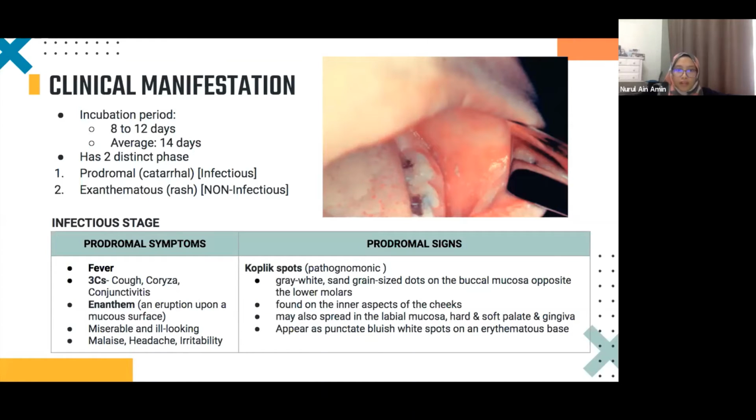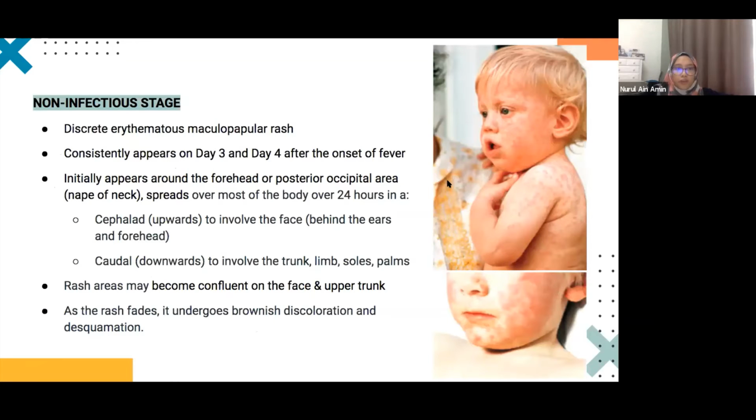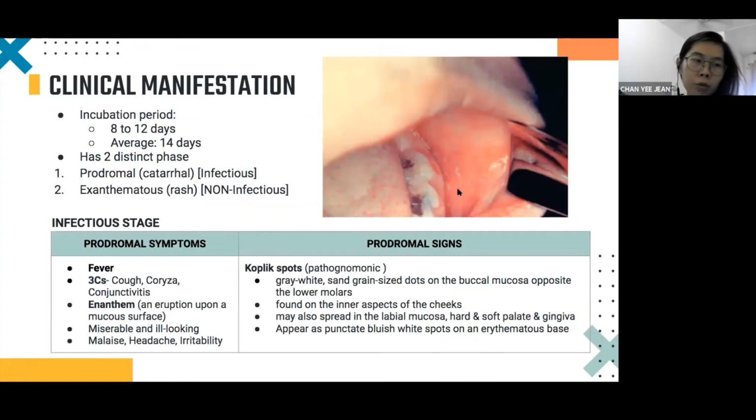The prodromal sign is the Koplik spots, as Aisha had mentioned before. Here are the Koplik spots. They are pathognomonic, which means characteristic of this disease itself. We can see grain-sized white, sand-like dots on the buccal mucosa opposite the lower molars. Okay, these are Koplik spots. Koplik spots are very difficult to see at the beginning, so on day 2 or day 3, if you miss it, you miss it.